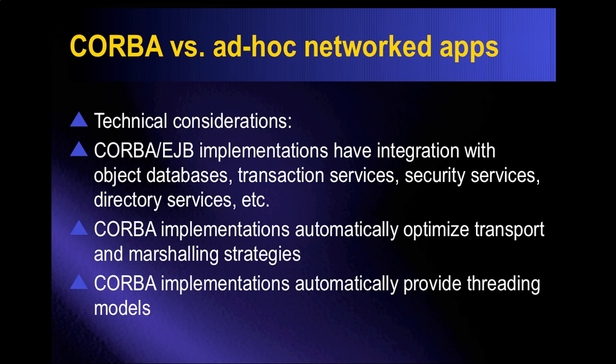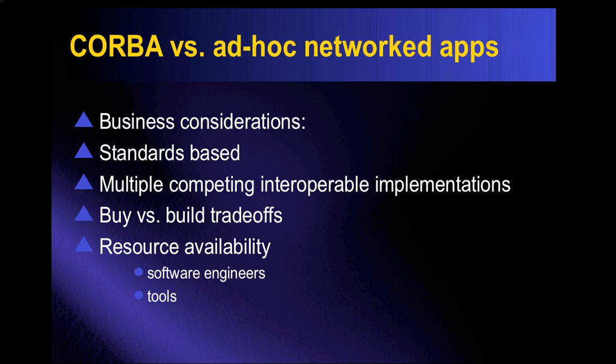So, technical considerations: CORBA and Java Enterprise Beans implementations have integrations with object databases, transaction services, security services, directory services. CORBA implementations automatically optimize transport and marshalling strategies. I didn't really talk about marshalling, but it usually comes up with RMI. It's not really a topic I discussed heavily in this course. CORBA implementations automatically provide threading models and things, so it's going to give you better support as a foundation technology.